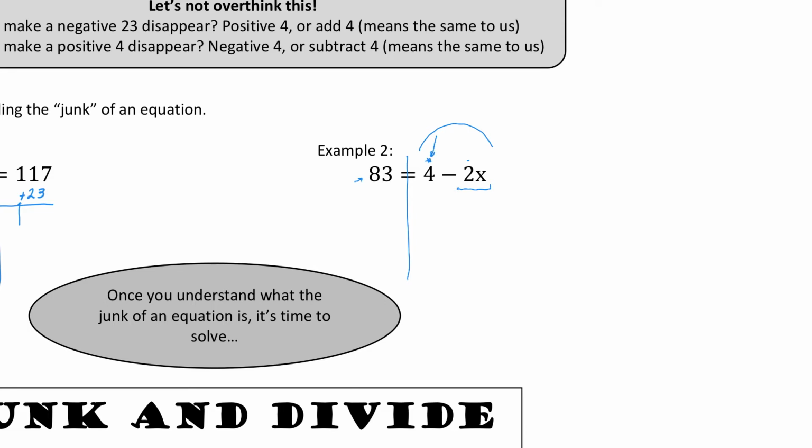Now be careful. That negative sign belongs to the 2. So this 4 is really an invisible positive 4. To make that disappear, we're going to do a negative or a minus 4. Whatever I write on one side of the wall, I write on the other. So again, all we're doing is making sure we understand where the junk of the equation is, not with the x, but the extra stuff on the x side of the wall.